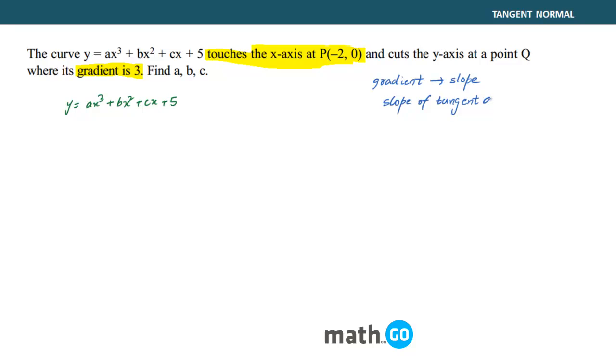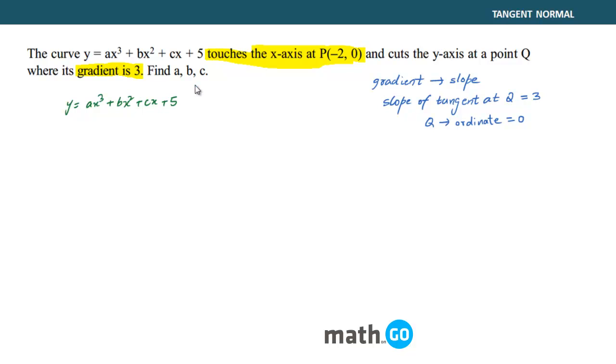So the slope of the tangent at Q is given to be equal to 3. This is what is given to you. And Q is the point where it cuts the y-axis. So at Q, we also know that the ordinate is 0, right? So the ordinate at Q is equal to 0. This is what we know about this particular question as well.